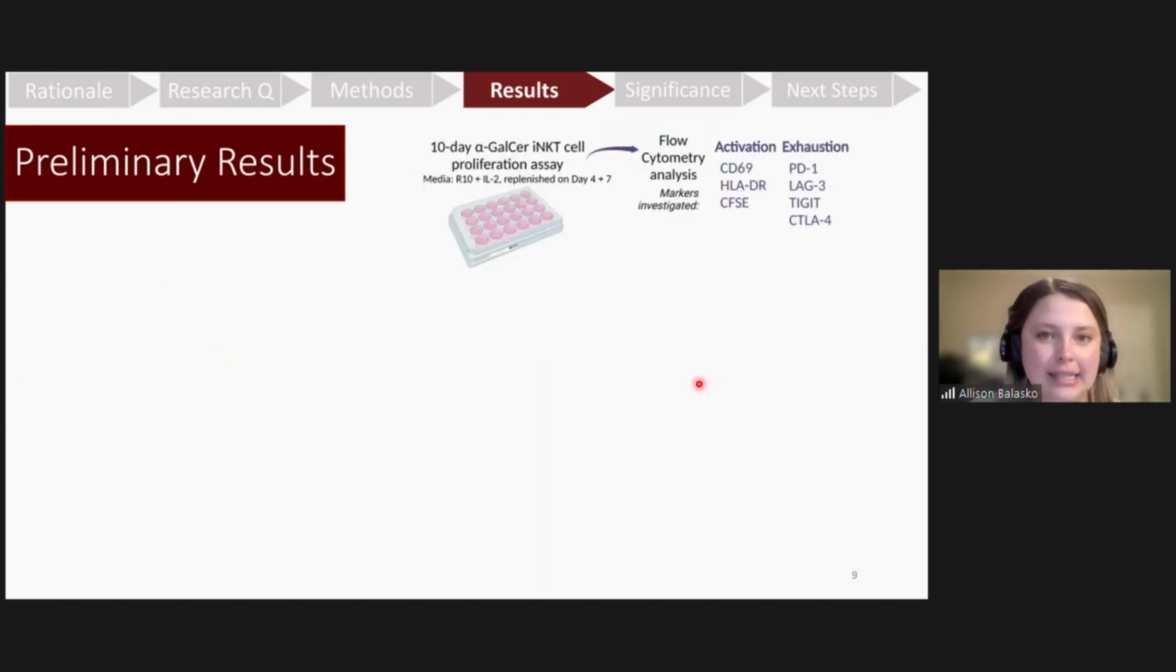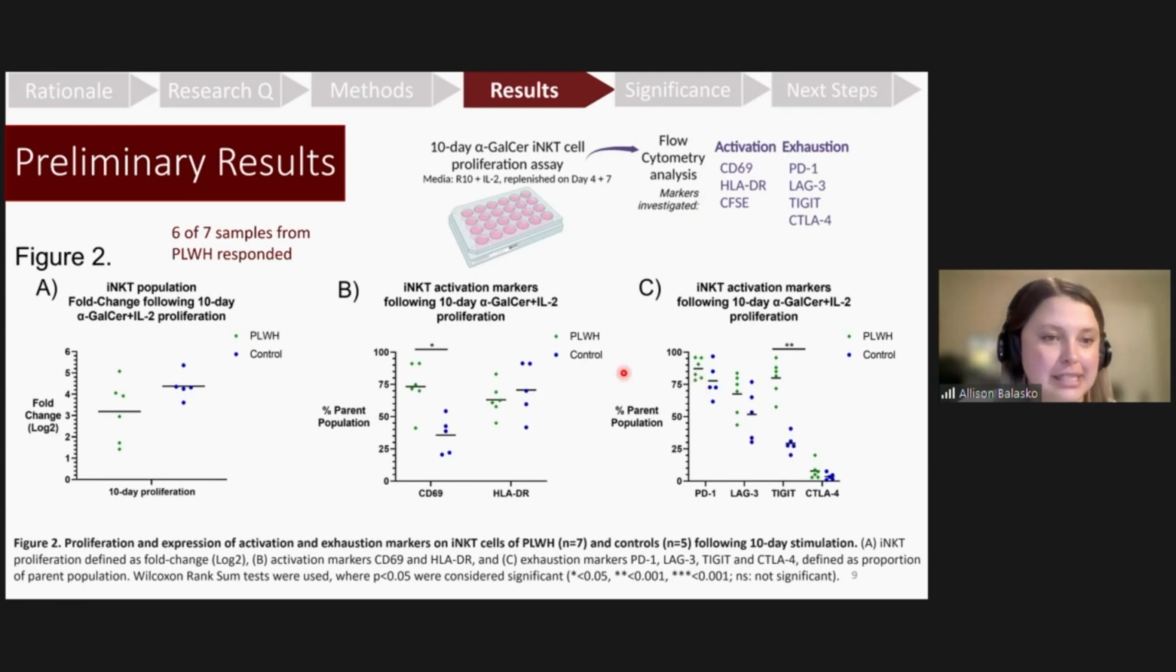And then after 10 days of proliferation, first on the left here, we see how many of these samples were able to actually respond and proliferate over the 10 days. We see their iNKT cell population after 10 days. So in 6 of the 7 individuals, we could actually see their cells. They were able to proliferate. We calculated this by fold change. They weren't able to proliferate necessarily as well as the control group, but we were able to detect them, which actually is a pretty big win.